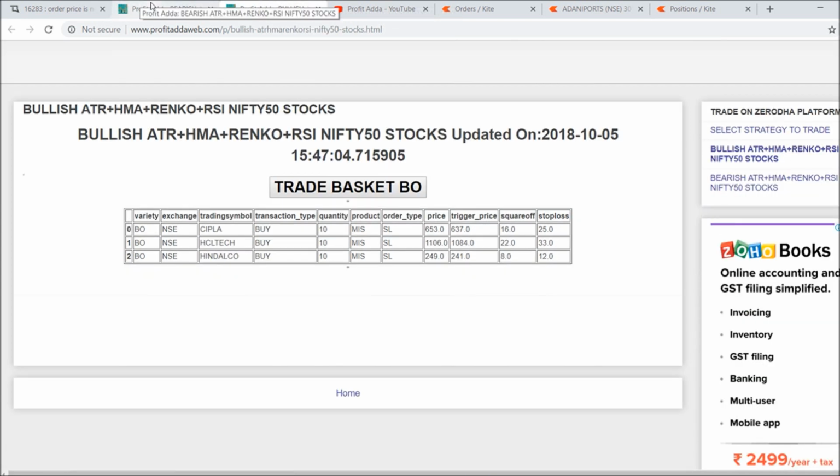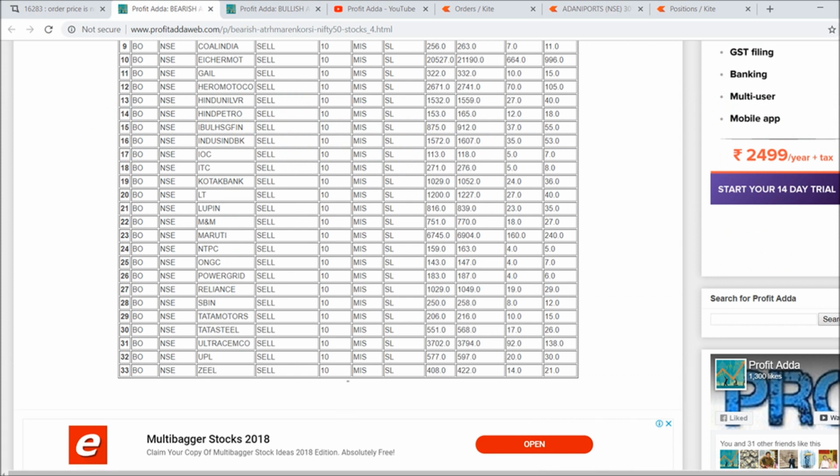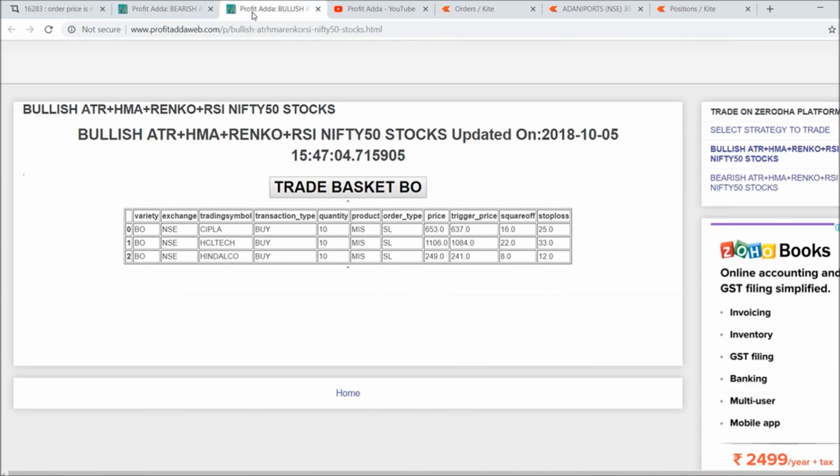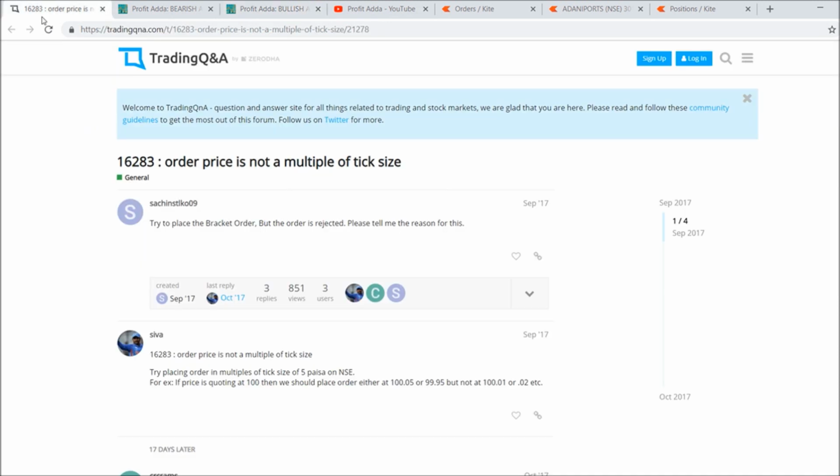The quantity was 10 and I tried to trade on this. Two things happened with me when I was trading. My trigger price and price were in float, not accurate, just approximate. I started with the buy, and I got an error, 16283. I googled it.